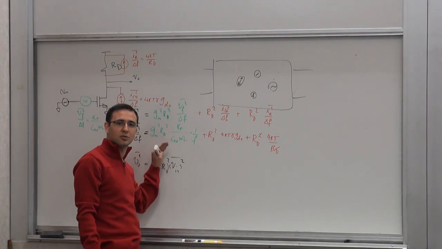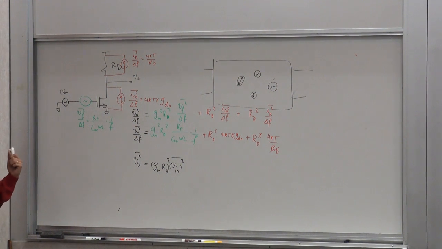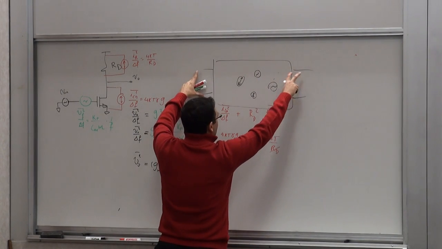What is the ratio of this signal to this noise? And that would be a measure of how good or how bad my amplifier is. So there's another way of treating this, which is a little bit simpler. Say, look, I think about this two port, if this is the input and this is the output.